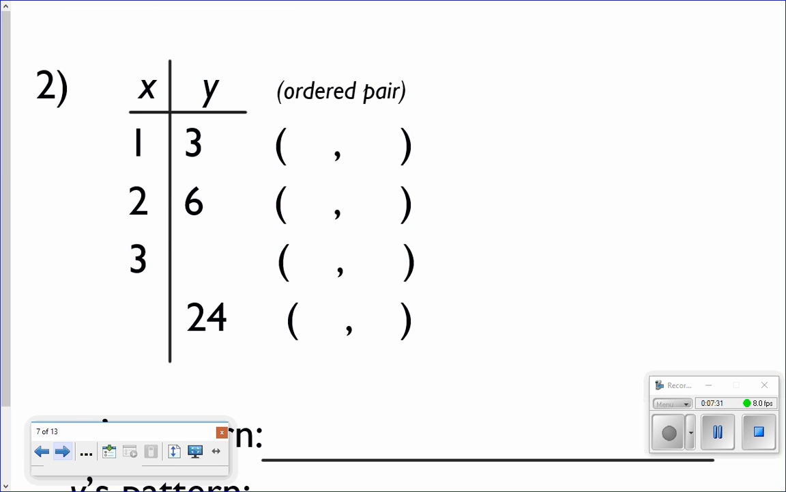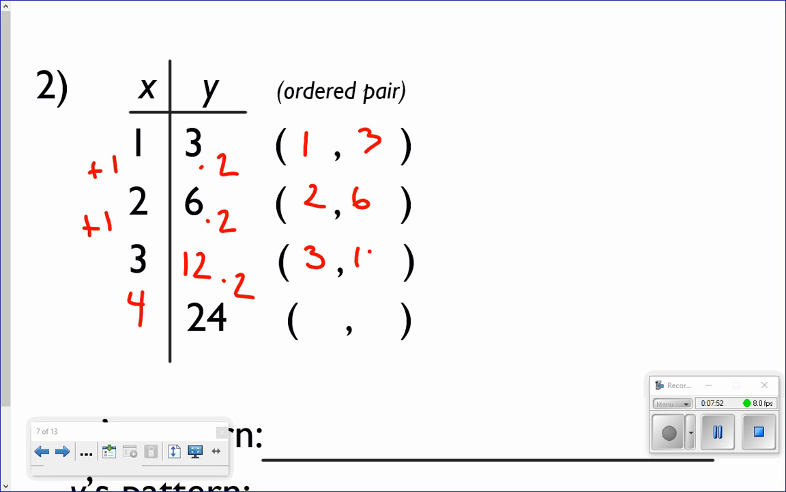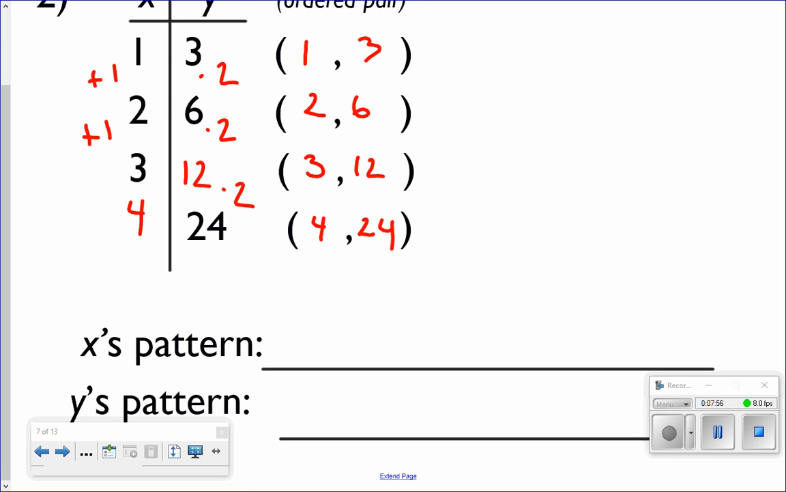Here's another example. Notice on the left-hand side, the X values, they're adding 1 to get to the next number. And on the right-hand side, it looks like they're multiplying by 2. So multiply by 2, and I get 12 when X is equal to 3. So then the ordered pairs would be (1, 3), (2, 6), (3, 12), and then (4, 24). So the X pattern, we would say we're going to add 1. And the Y pattern, we would say we were going to multiply by 2.